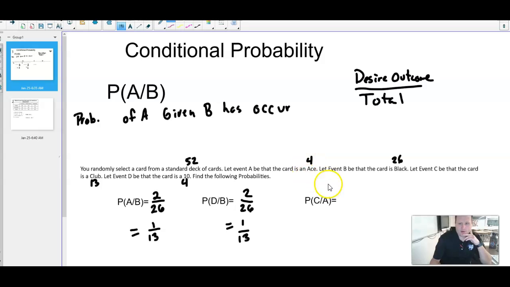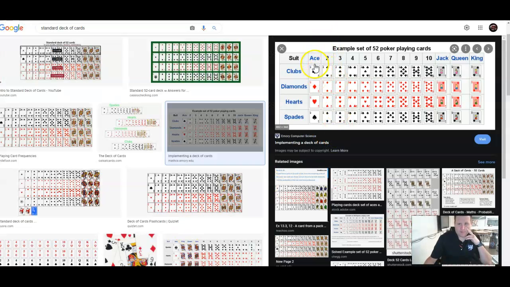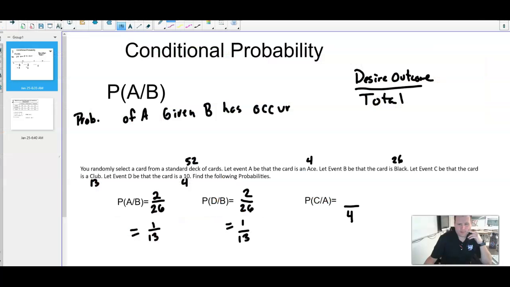So again, I know I'm drawing from just the aces is what I'm looking for. If you look at that, there are 4 aces. So I'm choosing from those 4 cards. How many of those 4 cards are clubs? Well, if I'm choosing just from these 4 cards, there is 1 club for that. So this would be 1 out of 4 chance of that occurring.